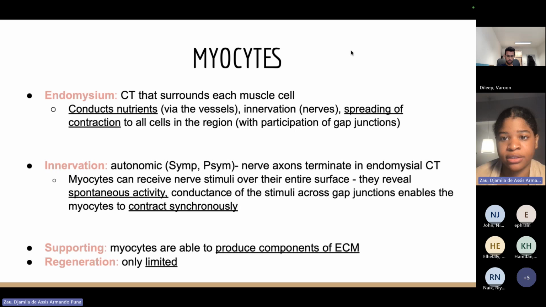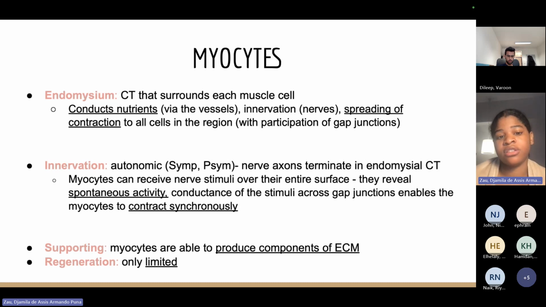Myocytes have some important components. You have the endomysium, which is the connective tissue that surrounds each muscle cell. The endomysium is important; it's already been mentioned, but I'll mention it again. It can conduct nutrients via the vessels. It helps with innervation and spreading of contraction.